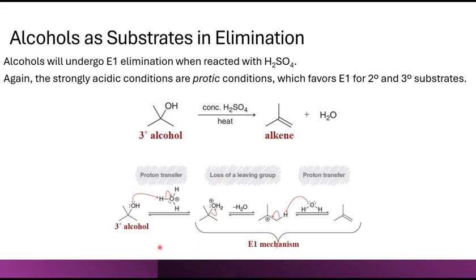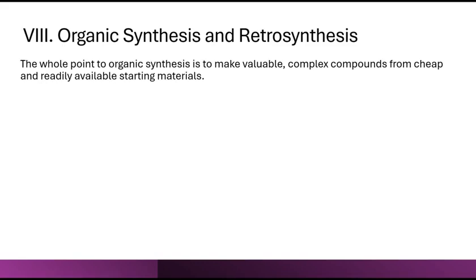In terms of the mechanism, there's a proton transfer that occurs from the acid onto the O of the alcohol. This results in a good leaving group. The water leaves, ending up with a carbocation. Water can then act as a base, removing a beta hydrogen, or H+, and that will eventually result in that alkene when the sigma bond becomes a pi bond.